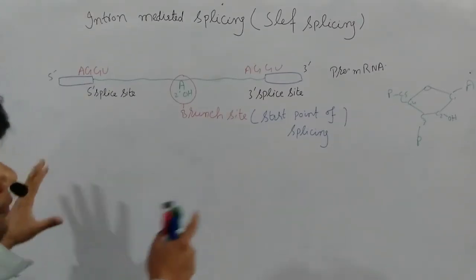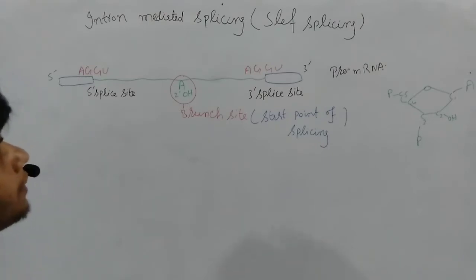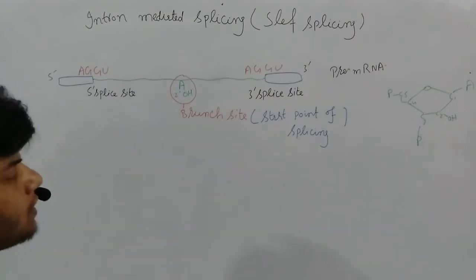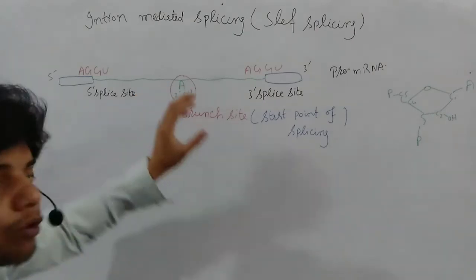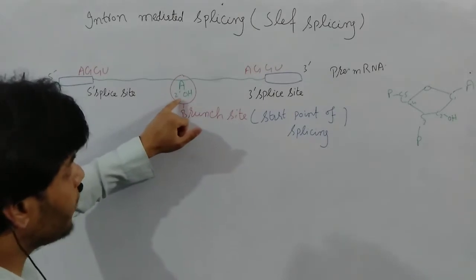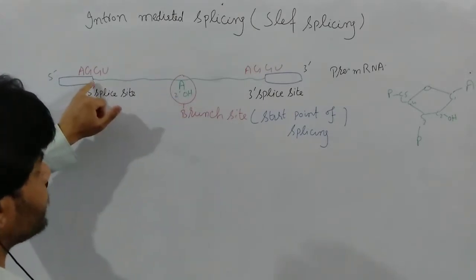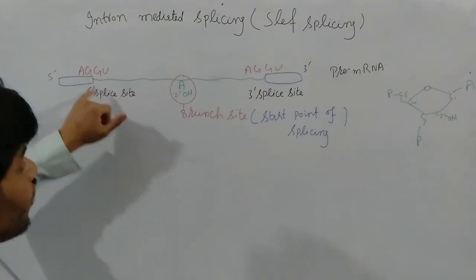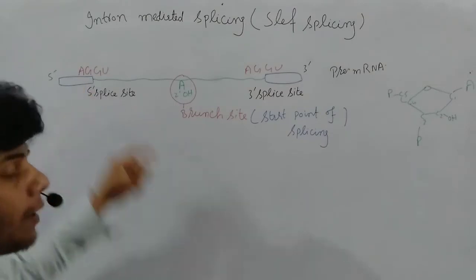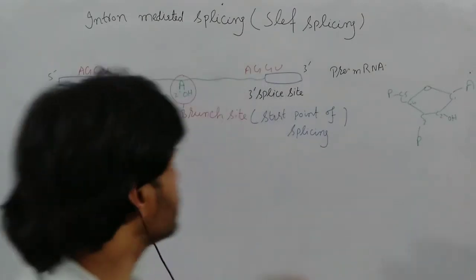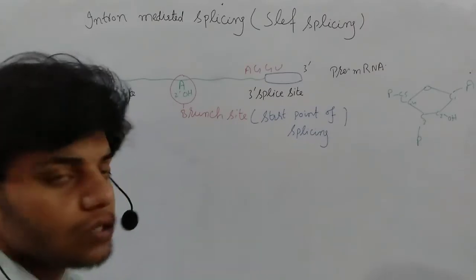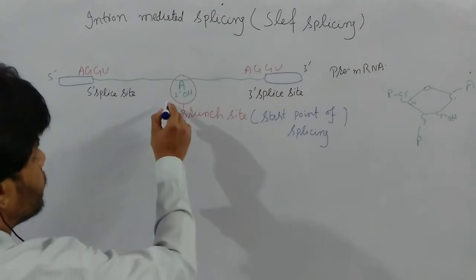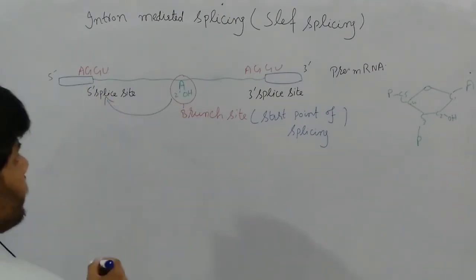Okay. Now what actually happens during intron mediated splicing? First of all, this 2' hydroxyl of the adenine has a lone pair. So this lone pair will attack the phosphate which is present in the intron portion. In the intron portion there is a 5' site, and at the 5' site we have the phosphate group. So this phosphate group is attacked by this hydroxyl group having the lone pair, and we call that a nucleophilic attack. So it will attack this one area.